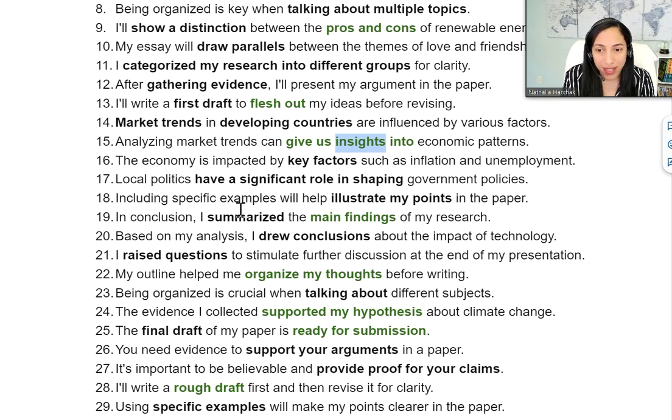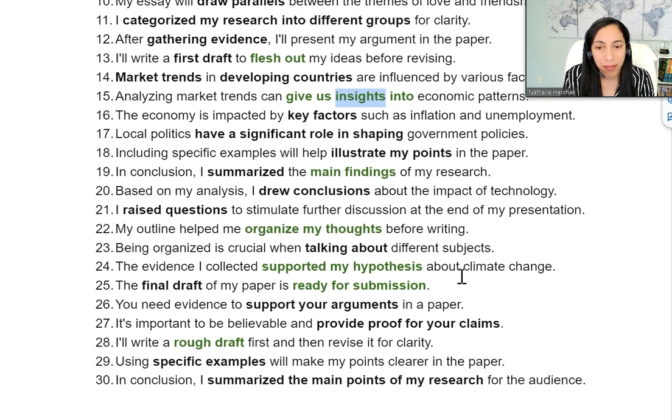Local politics have a significant role in shaping government policies. Including specific examples will help illustrate my points in the paper. In conclusion, I summarize the main findings of my research. Findings would be like the result of research, okay?